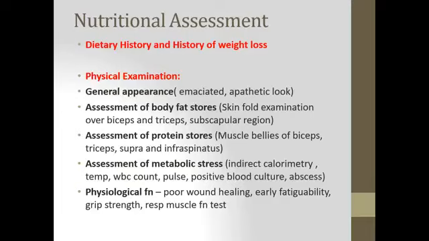On general physical examination, the malnourished patient will be emaciated with an apathetic look. We assess body fat stores, like the skin fold examination over the biceps and triceps, and assessment of the protein stores, like the muscle bellies of the biceps and triceps, and the metabolic assessment of the metabolic stress, indirect calorimetry, temperature.